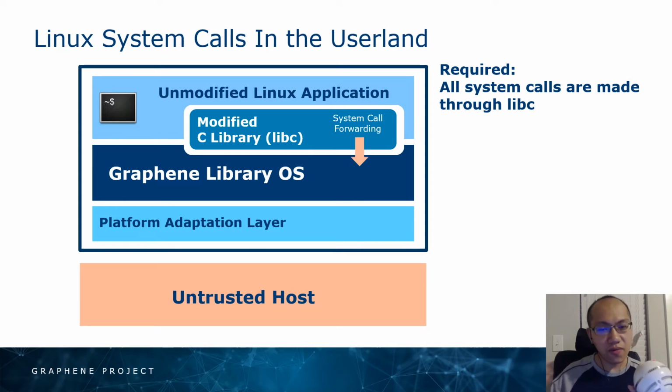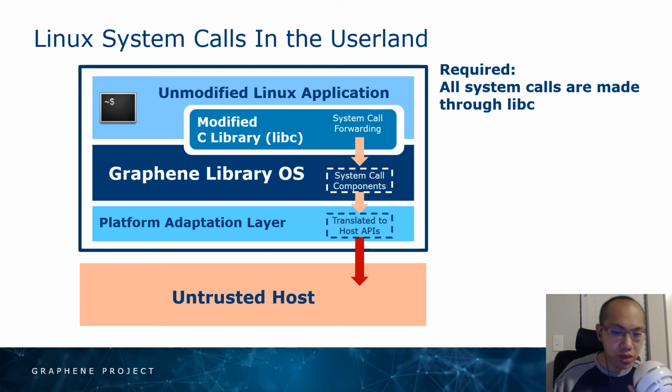But anyway, if these system calls are forwarded into the Graphene Library OS, then they can be served by the Graphene Library OS system call component. And this component will either implement these Linux system calls internally inside the library OS, or it will use the platform adaptation layer to translate them into the host API. In this case, it will be Linux system calls, going to the untrusted host operating system to actually access these OS features.